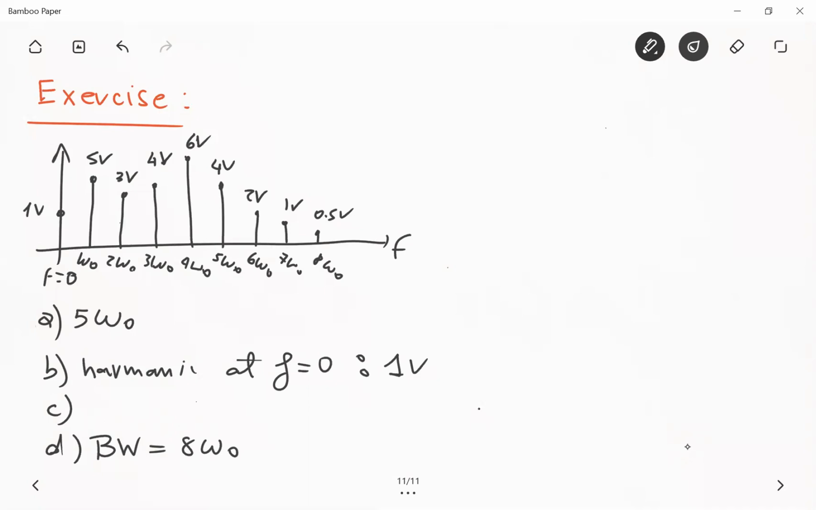Question C, is the signal periodic or aperiodic? We saw yesterday that a periodic signal has a spectrum made of lines, while an aperiodic or non-periodic signal has a spectrum which is a continuous line. So this one is made of lines. This means that this one is a periodic signal. So you're right, periodic signal.